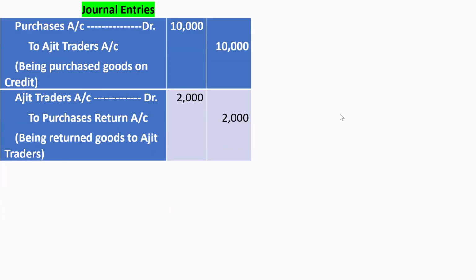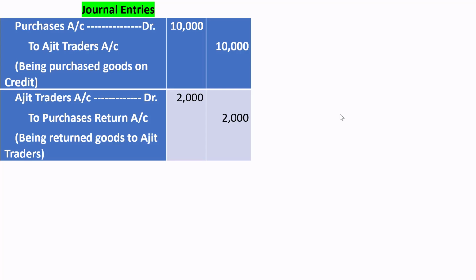In the same way, we will see the meaning of debit note. Here, again we will take one example. There are two transactions again. The first is goods of rupees 10,000 purchased from Ajit Traders. The journal entry is purchases account debit to Ajit Traders account, goods of rupees 10,000 purchased on credit.